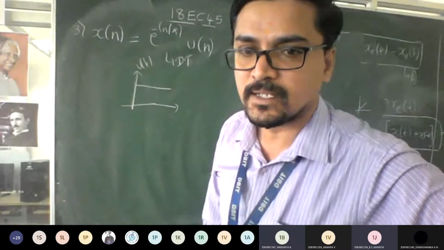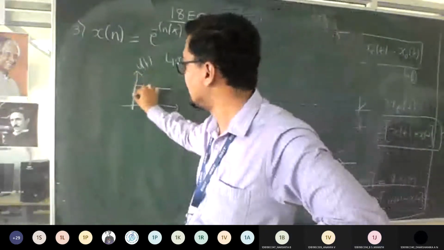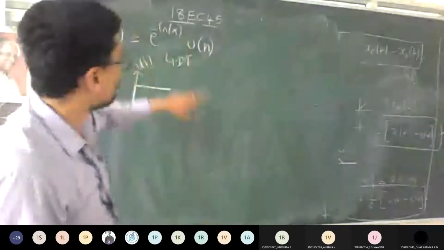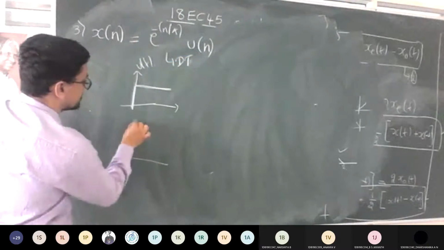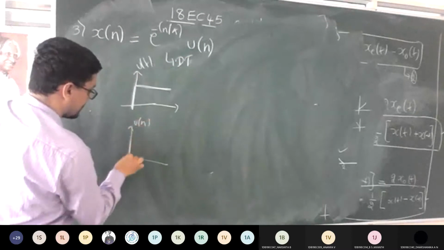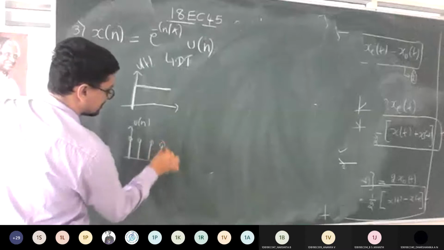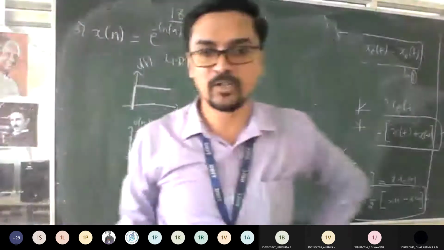Unit step function, continuous time signal. See here, u of t, if it goes like this, it is a continuous signal. But what I want now is u of n. U of n means it should be discrete. This is the major thing you should be very, very careful about. Look at here, it looks like this. Agree? Got the difference between both?